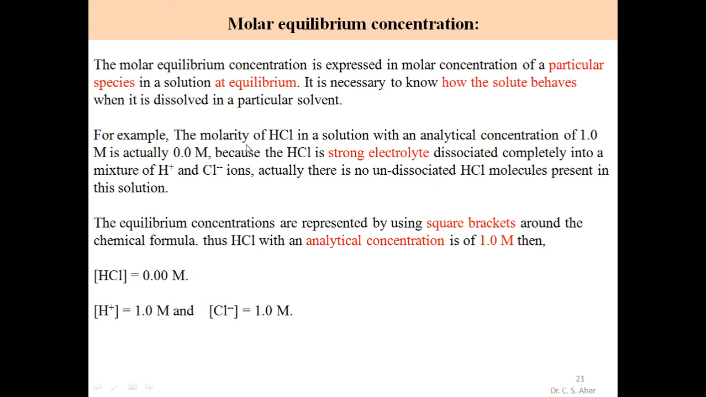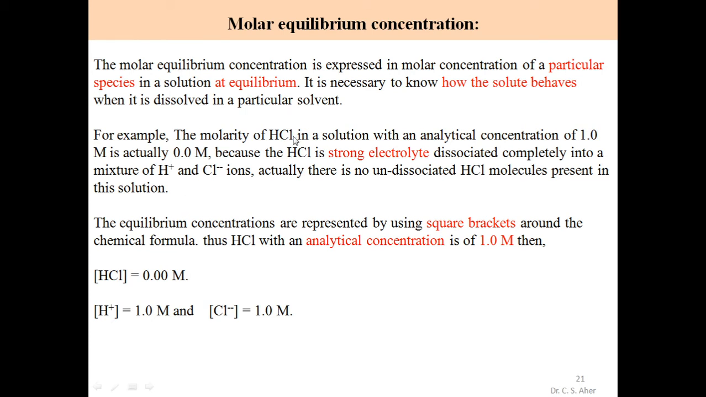For example, take the molarity of HCl in solution with analytical concentration. We prepare a 1 mole HCl solution, so the analytical concentration is 1 molar. But actually it is 0 molar. How? See, because HCl is a strong electrolyte. HCl is a strong electrolyte, dissociated completely into H plus ion and Cl minus ion. Actually, there is no undissociated HCl molecule present in this solution.